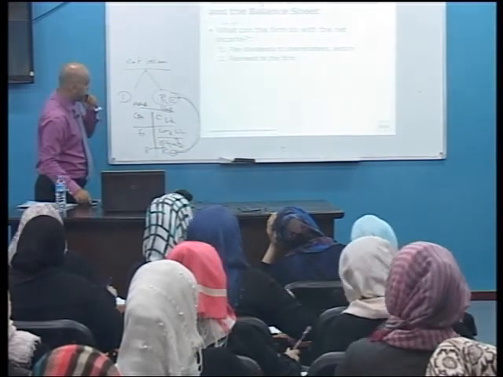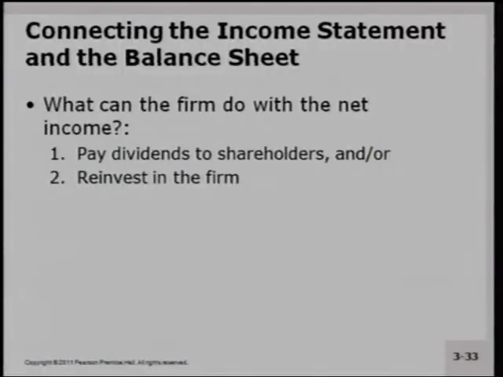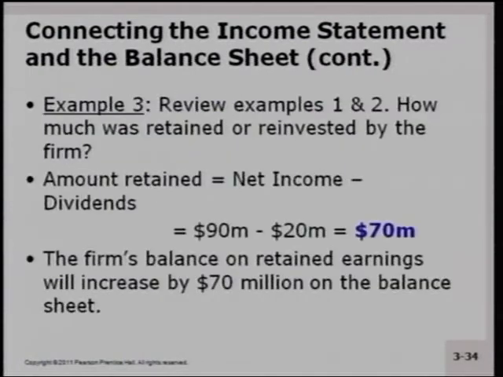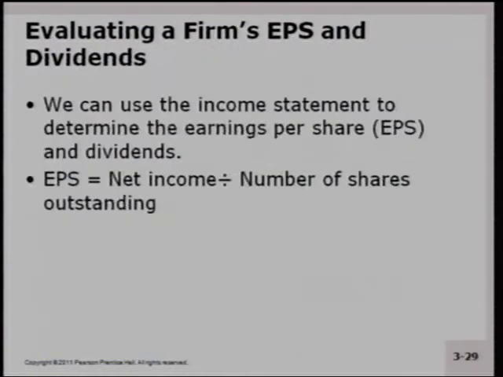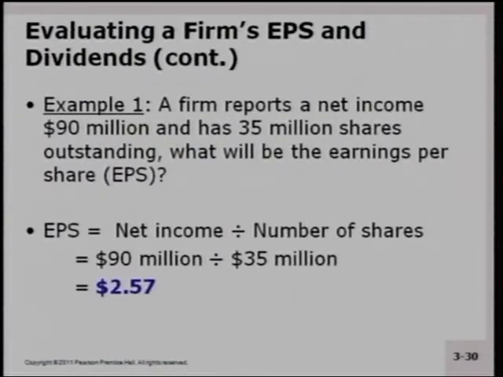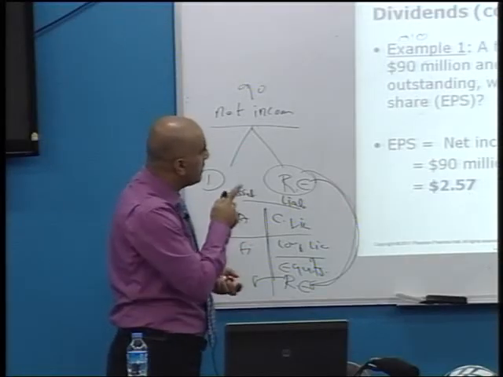As explained here, what can the firm do with the net income? Pay dividends, or reinvest in the firm. And if you look at this example here, review examples 1 and 2. If we go back to example 1, just remember, the firm reports a net income of 90 million. So we have 90 million here as net income, and 35 million shares outstanding. So this is example 1.